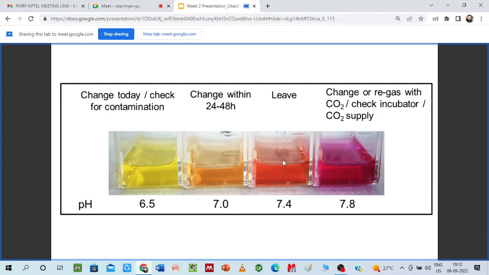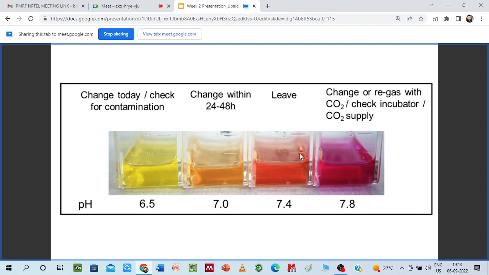But if the media is like this, you can leave the cells because the media is okay. So it gives the visualization without looking at the cells in a microscope. By looking at the media, you can say when we need to change the media, or if there is any contamination, you can have an idea of that.